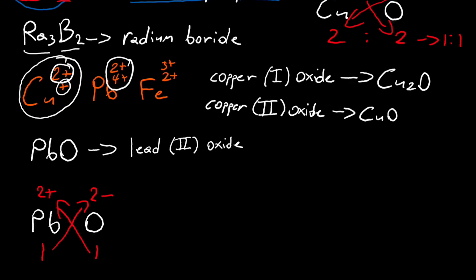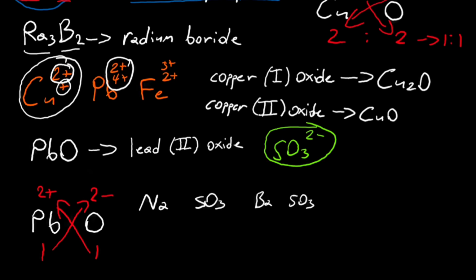Now very quickly, let's go over ionic compounds between a metal and a polyatomic ion. You see, polyatomic ions are ions made up of several atoms. So for example, let's make a few compounds with sulfite, SO3 with a negative 2 charge. Let's make compounds with sodium, barium, and aluminum.